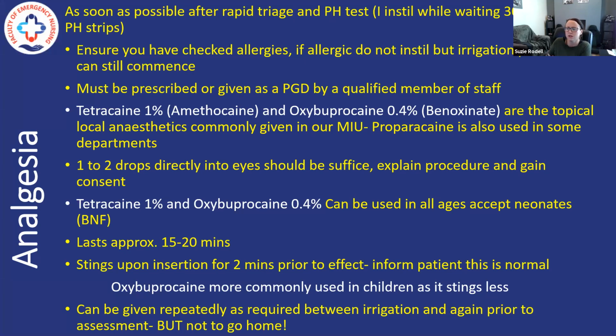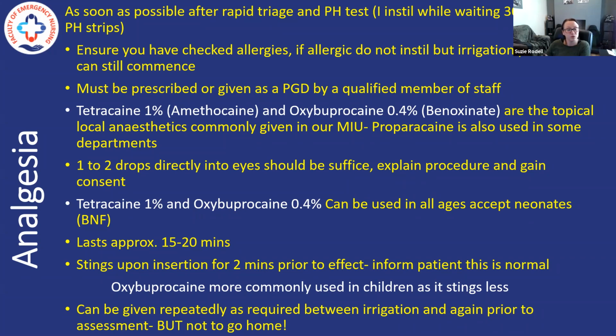Just communicate with the patient that you're doing that so that you can give them analgesia, because it's very important. What we tend to give in our minor injuries unit, and I think what's quite widely used, is tetracaine and oxybuprocaine, which I don't use very often, but in the last 6 months, I learned that we can give this to children. It's preferred in young children because it actually stings less. I've got to be honest, I still give tetracaine. It tends to be the most commonly used topical anesthetic. And obviously check for allergies before you give it.